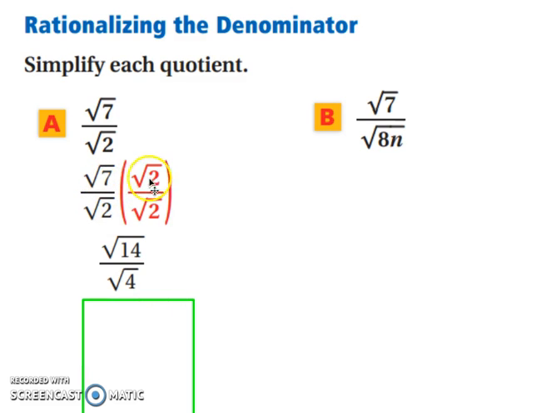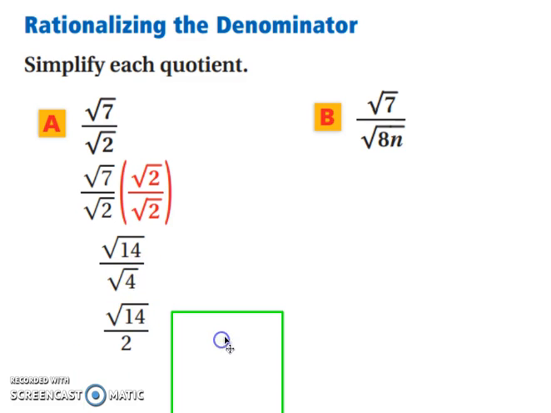Because you have the square root of 7 times the square root of 2, which is the square root of 14, and then we have the square root of 4, which is 2. Let's take a moment and look at b. So we want to rationalize the denominator. So we're going to multiply the top and the bottom by what's on the bottom here. So we're going to go square root of 8n and the square root of 8n because this is a form of 1.